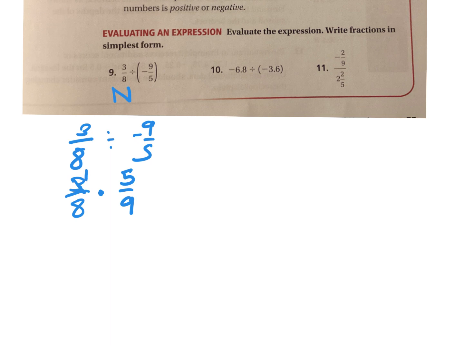and then I could cross simplify. Divide that by 3 is a 1, divide that by 3 is a 3. 1 times 5 is 5. 3 times 8 is 24, and it's a negative, so negative 5 over 24.